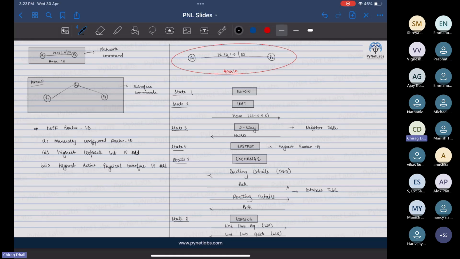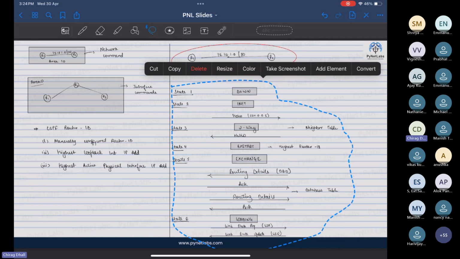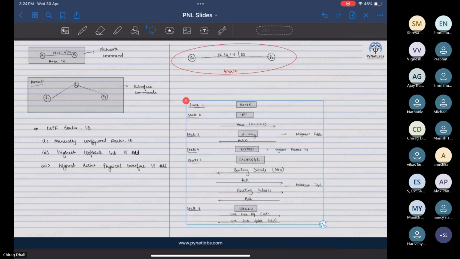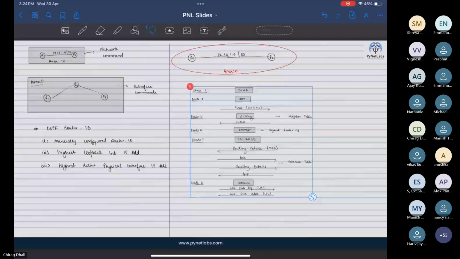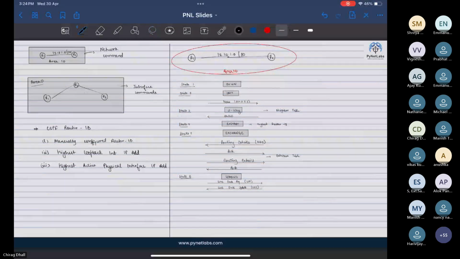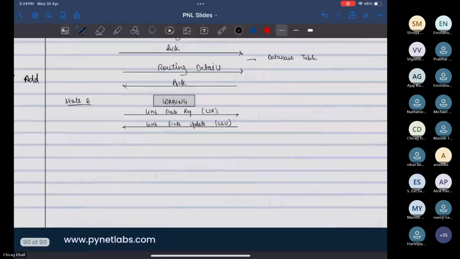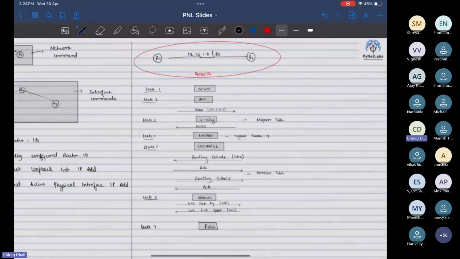Once that is done, we get into the final state where we can consider the neighborship to be established, which is state number 7, called Full, where basically we consider the neighborship to be completely up, and we consider that now these devices have completely exchanged the database information or the network information with each other.